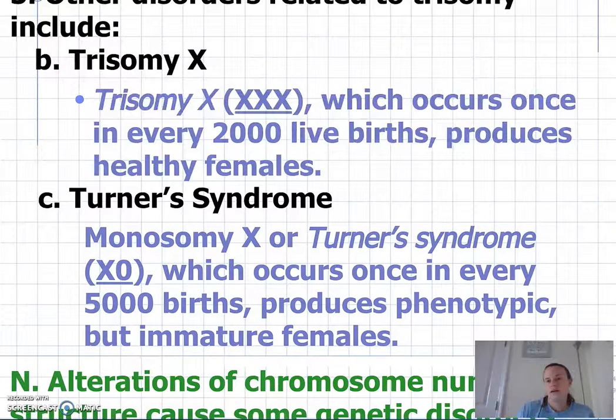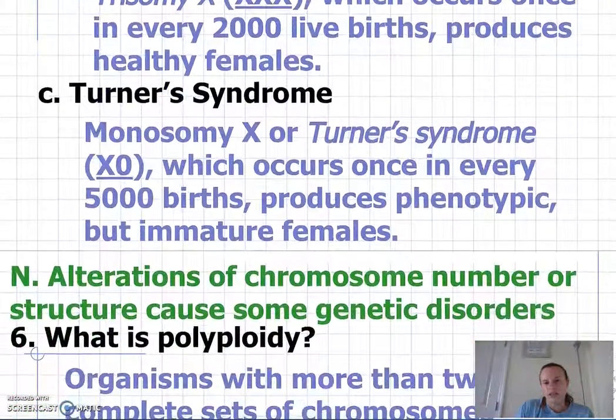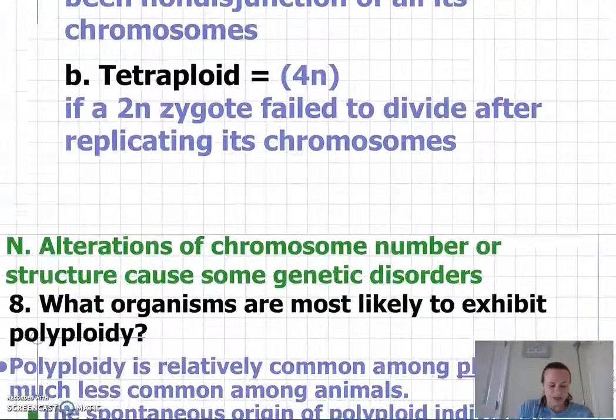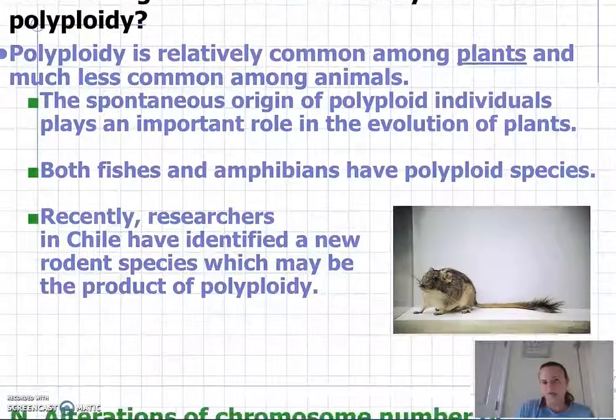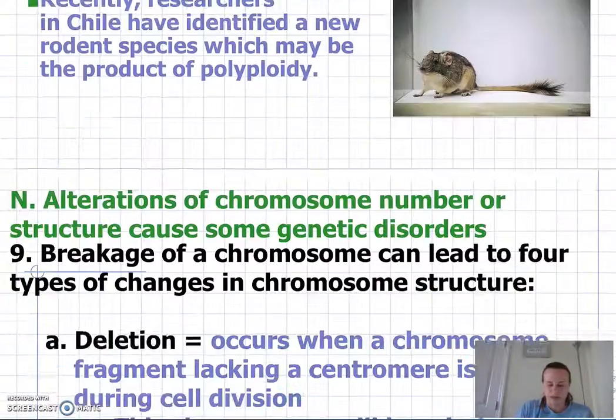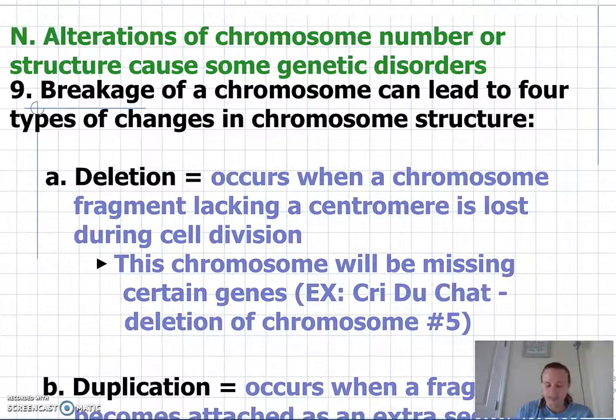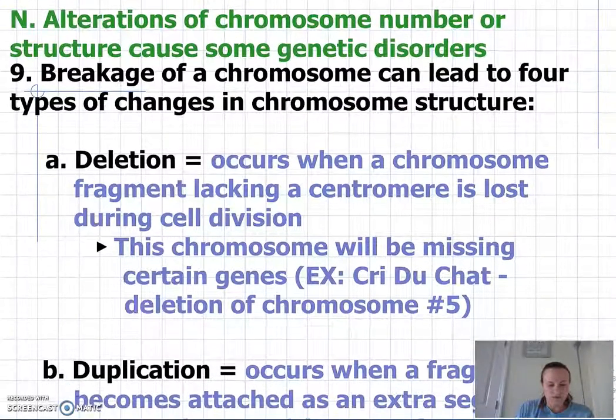This female looks normal. Her appearance is normal. So in other words, she's phenotypically typical, but she is sterile and she is often immature. Polyploidy you don't need to know about, but if you're interested, plants are organisms that are usually polyploidy. They contain 2 complete sets of chromosomes.